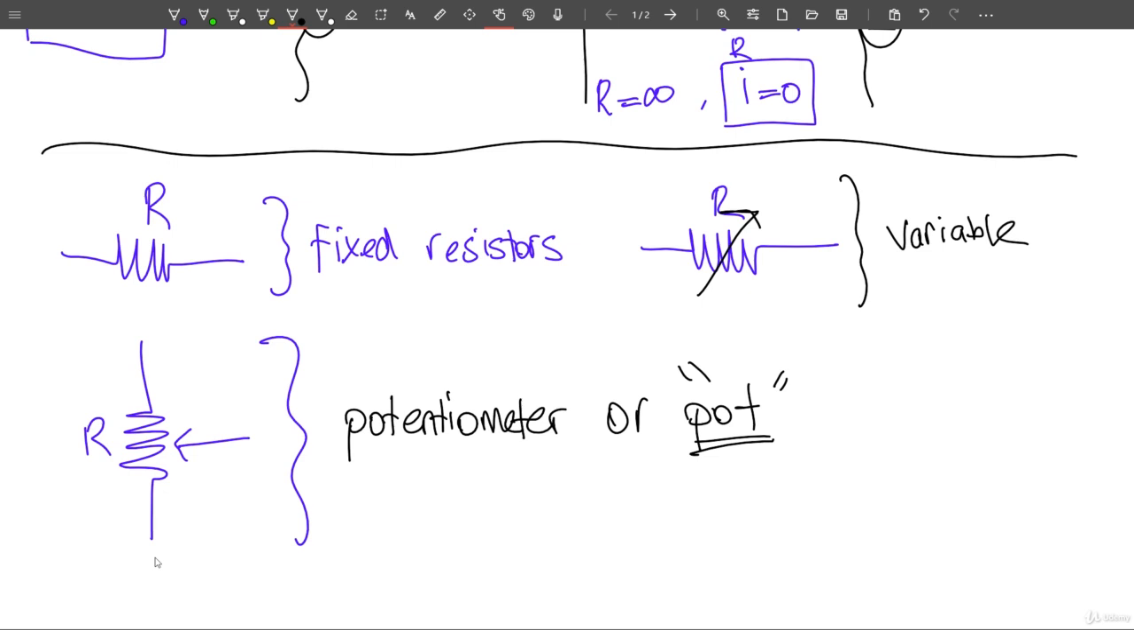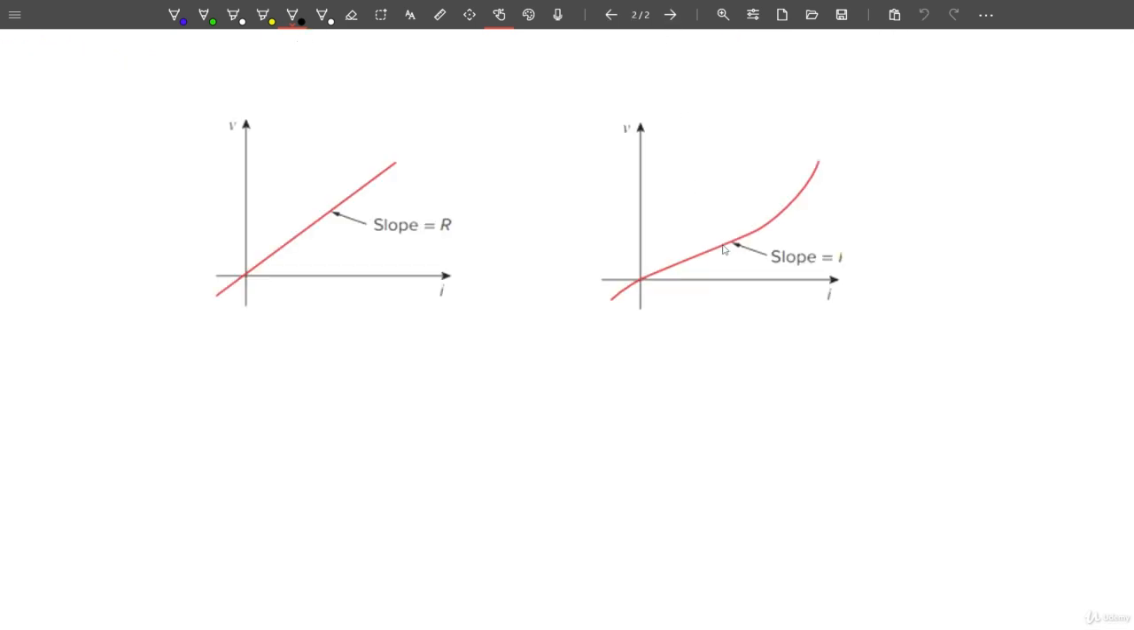However, it should be noted that not all resistors obey Ohm's law. A resistor that obeys Ohm's law is called a linear resistor. So in here we have two graphs, and this graph belongs to a linear resistor. However, this one belongs to a nonlinear resistor. If a resistor obeys Ohm's law, it is called a linear resistor. If the resistor doesn't obey Ohm's law, that's going to be called a nonlinear resistor, and that's the only difference between a linear and nonlinear resistor.